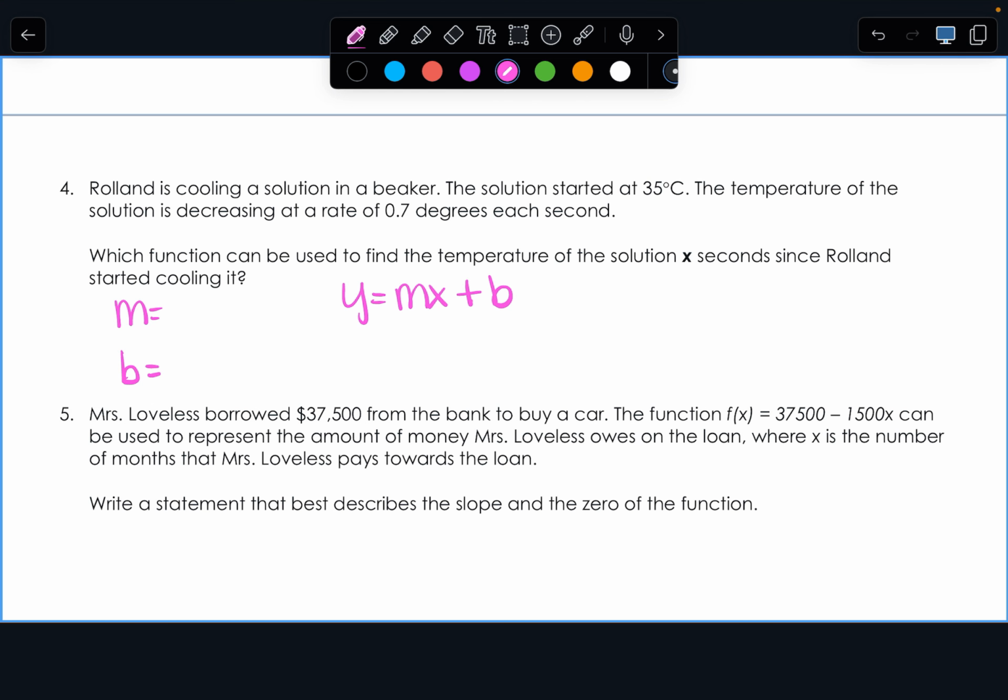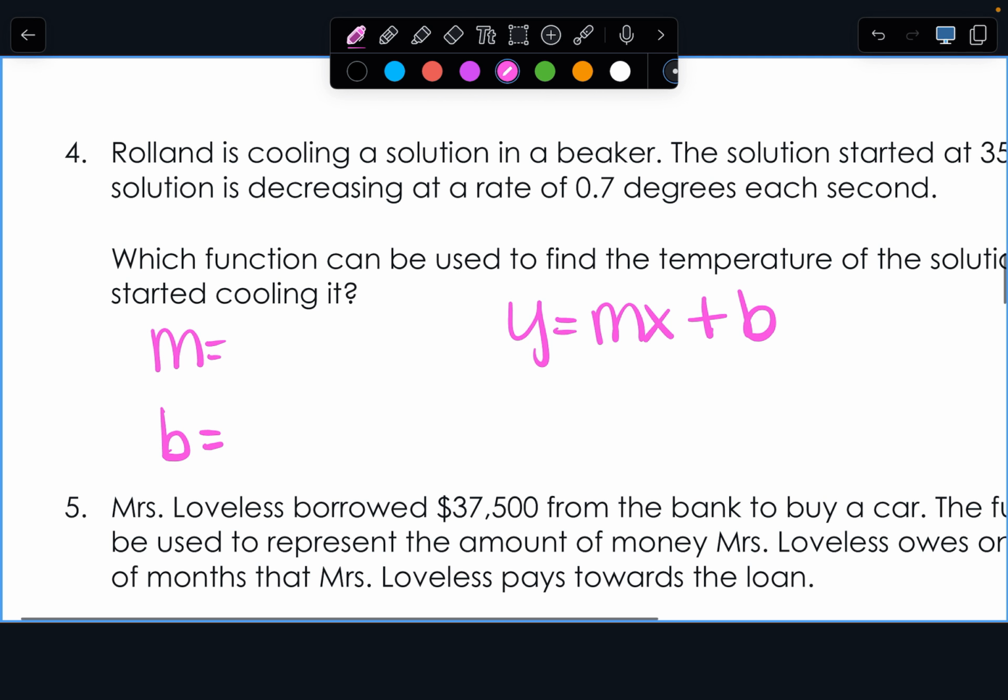Which one is my slope? The 0.7 per second. How do you know? Because it says each or it says per. It has two keywords on it. Both of those represent slope. Now, is this going to be a positive 0.7 or a negative? Negative, because it says it's decreasing. Decreasing means negative.